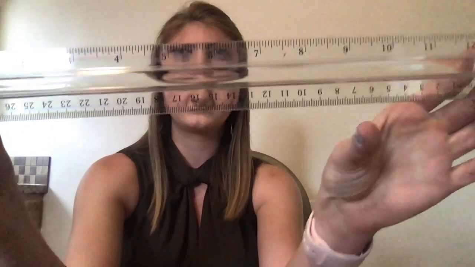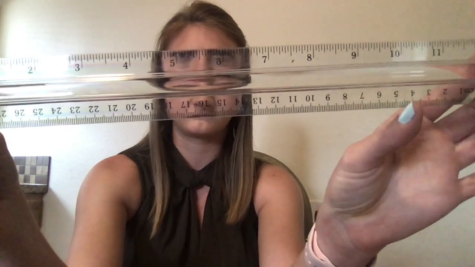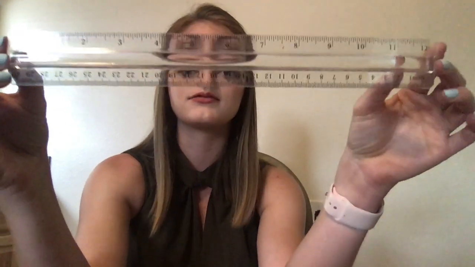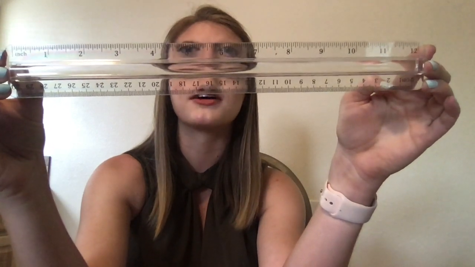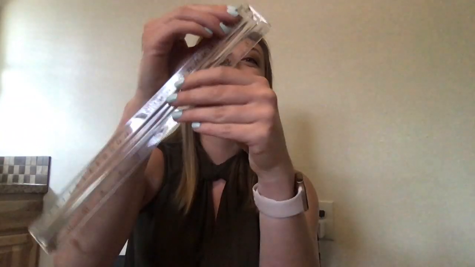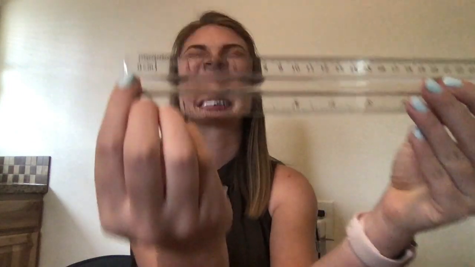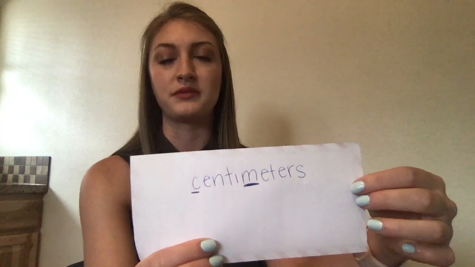But did you also notice that there's numbers down on this side on the bottom? This is making my face look pretty weird. It's kind of like those Snapchat filters, huh? Okay, on this side, it says cm. Those two letters, a C and an M, stand for this word, centimeters.